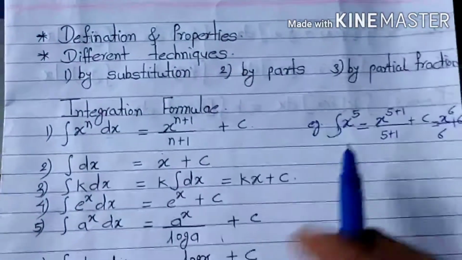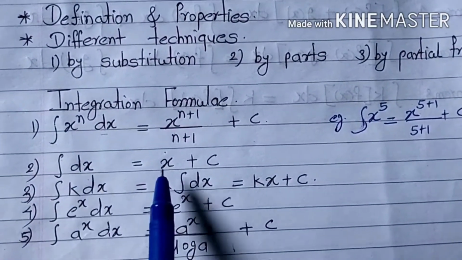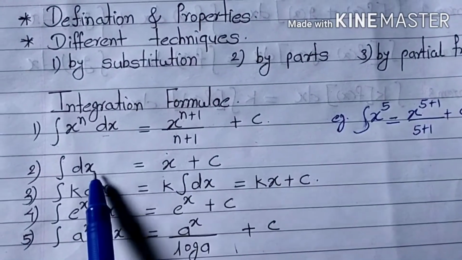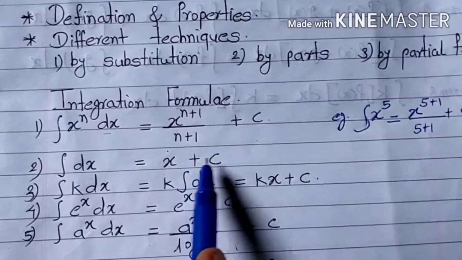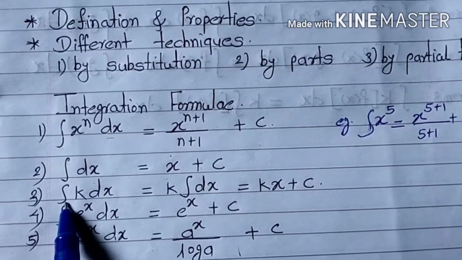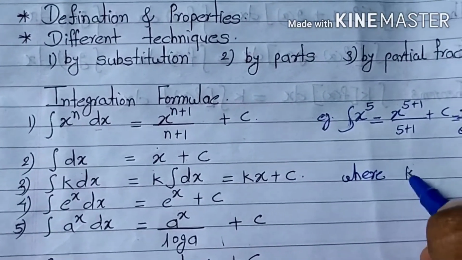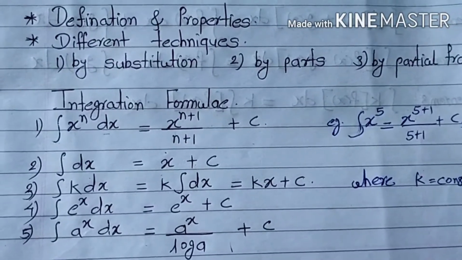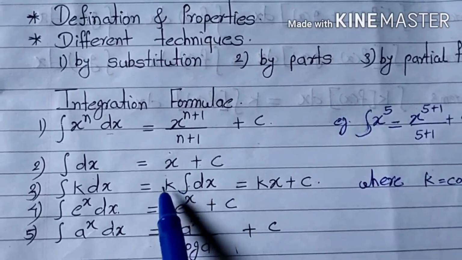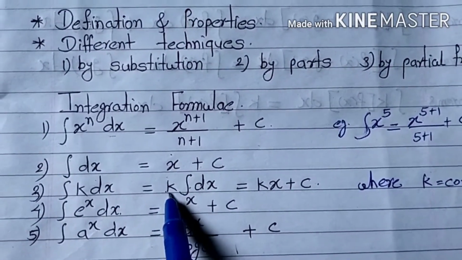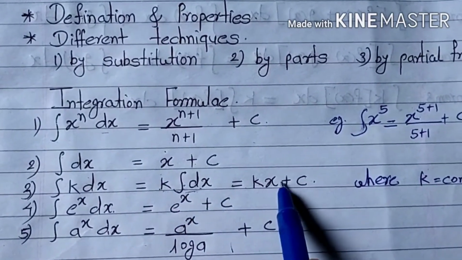This is the example. Now next, integration of dx is equal to x plus c, where dx is the small change and we have to always take the constant of integration. Next, integration of k into dx, where k is constant. When we take constant k into dx, we can take it outside of integration: k integration of dx is equal to, integration of dx is x, so k into x plus c.